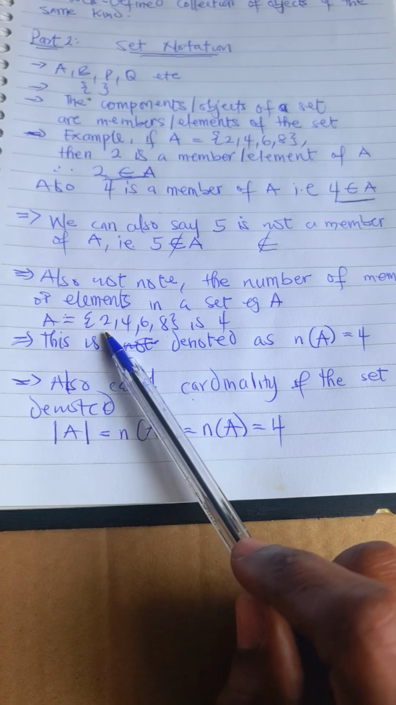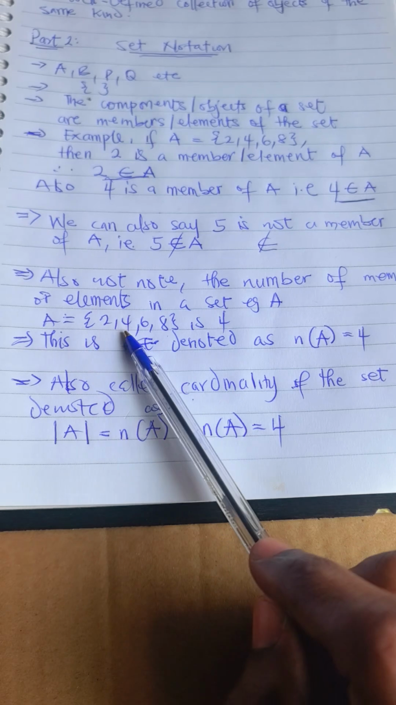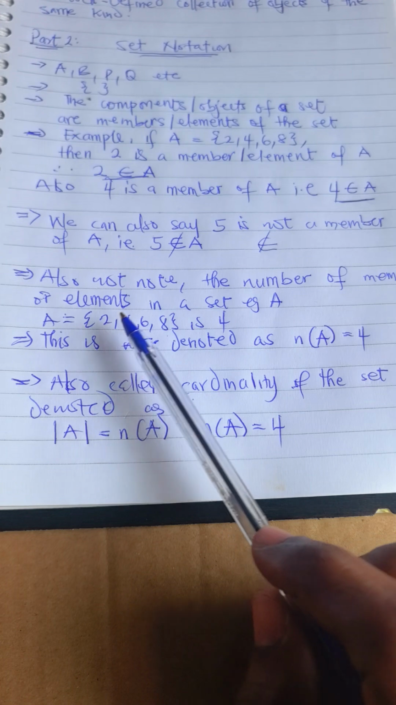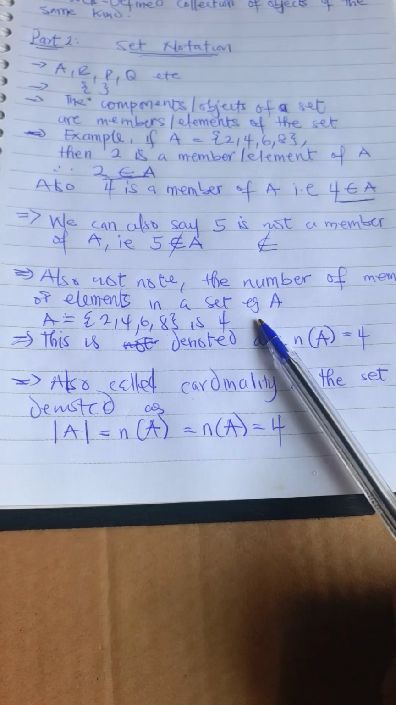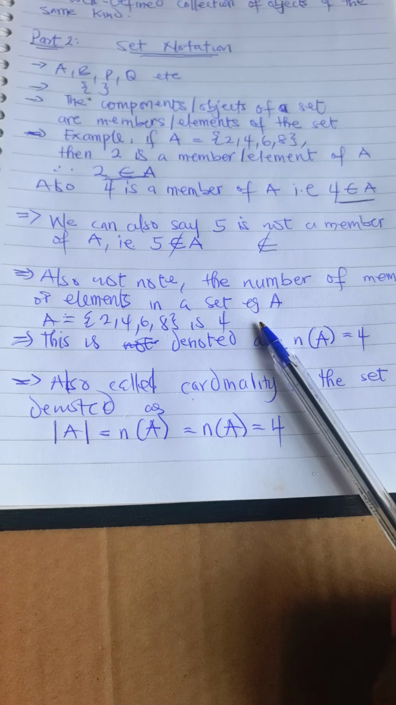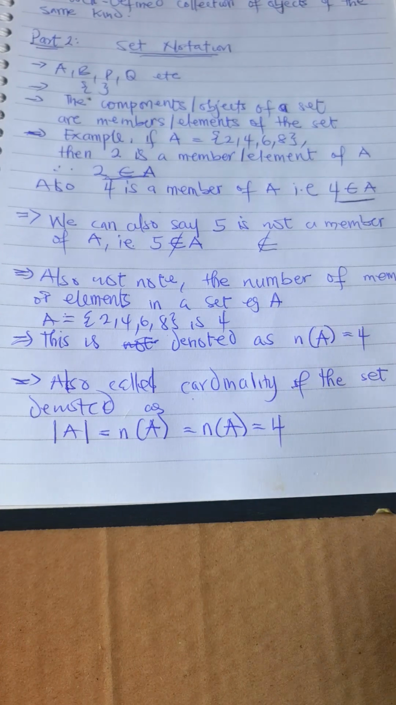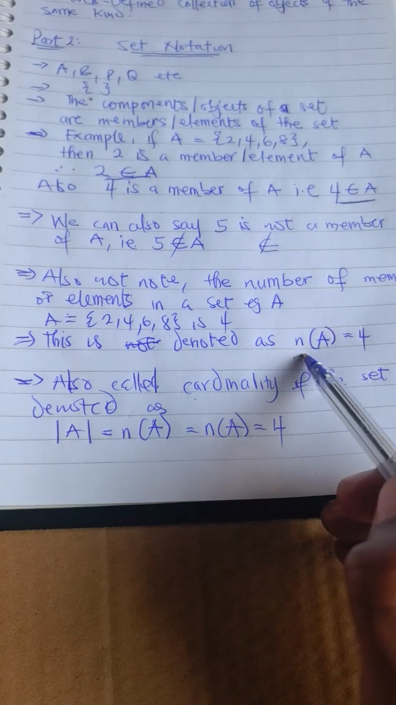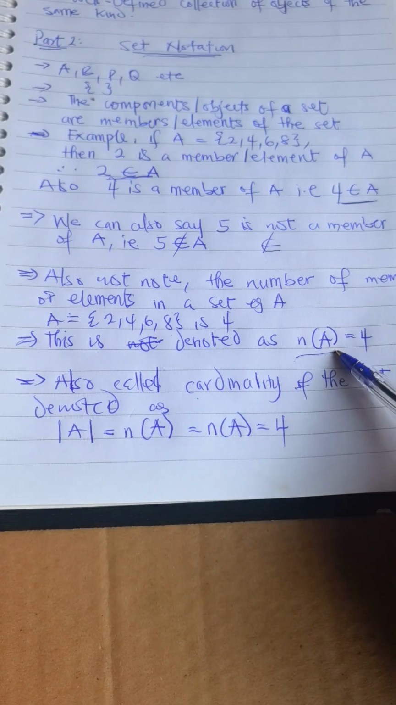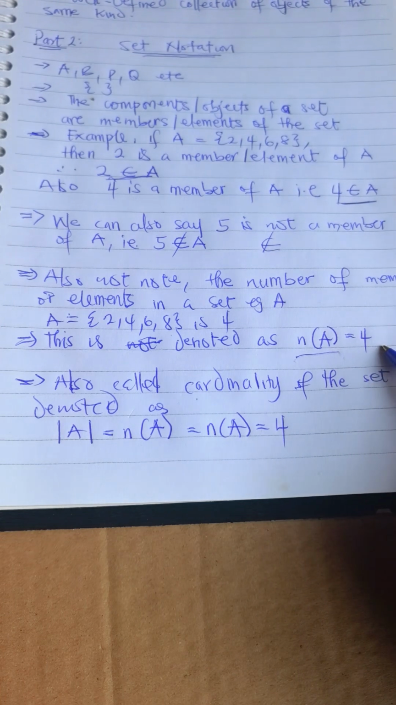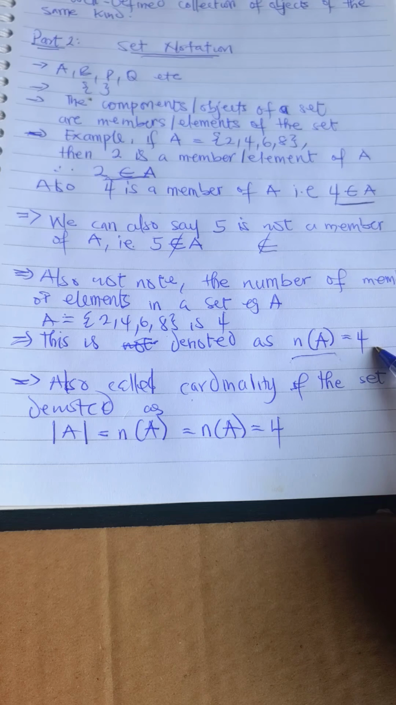So that is 2, 4, 6, 8, counting them 1, 2, 3, 4. That is the number of members or elements in the set. It is denoted as small n, with the set in brackets: n(A) is equal to 4. So we are counting the individual numbers.